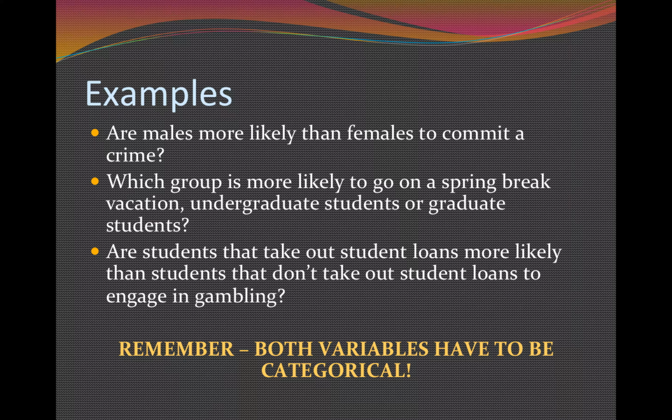And then I also added an example: are students that take out student loans more likely than students that don't to engage in gambling? So the more likely is kind of the key. When you see that word and you're talking about categorical variables, you know that the chi-square is the only test that you can actually compute.